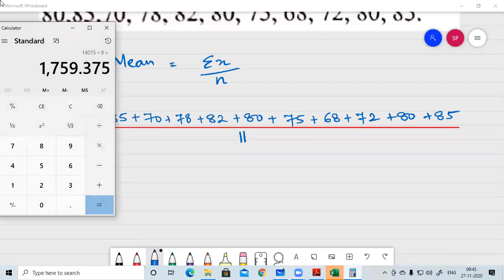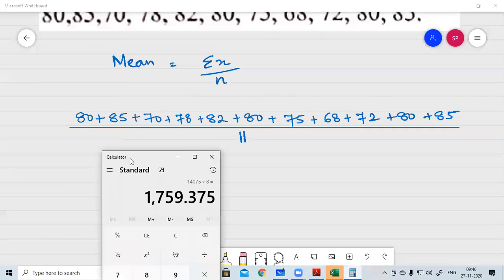So let's do it together. We have children, there is some noise behind, someone please mute yourself. 80 plus 85 plus 70 plus 78 plus 82 plus 80 plus 75 plus 68 plus 72 plus 80 plus 85. You get 855.